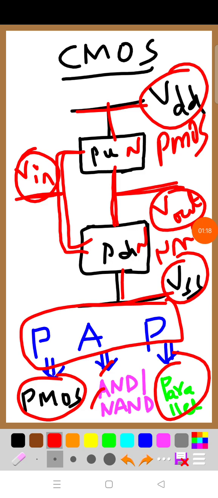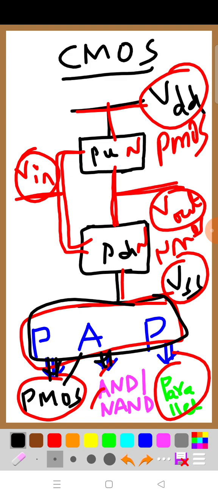Now once again I am telling you, please remember this keyword. What is that? PAP keyword. PAP in a sense, the first P represents PMOS, the A represents either AND logic or NAND logic, and the last P represents parallel. Is it clear? Now you can observe how to design any logic using CMOS with this simple concept.